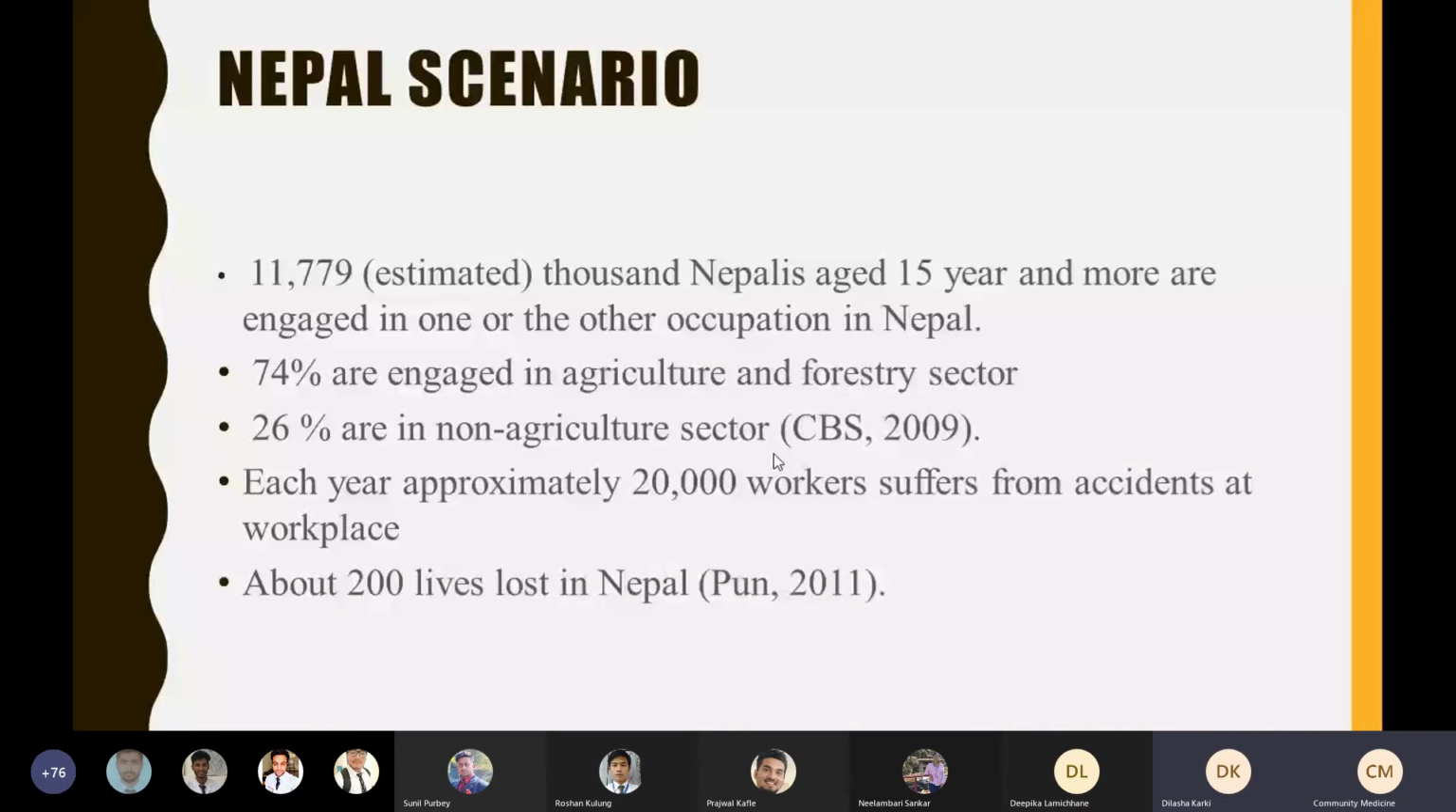11,779 Nepalese aged 15 years and more are engaged in one or other type of occupation in the context of Nepal. But this is data from a few years back. 74% are engaged in agriculture jobs, whereas 26% are involved in the non-agricultural sector. Each year, approximately 20,000 workers suffer from accidents at the workplace, and around 200 lives are lost in Nepal. That is the data from 2011.